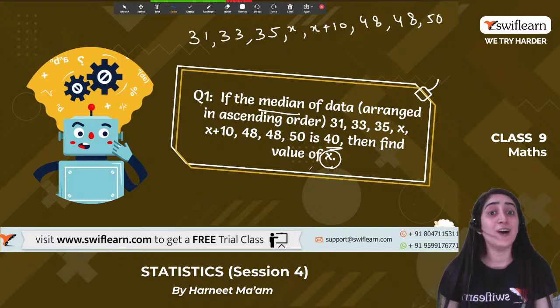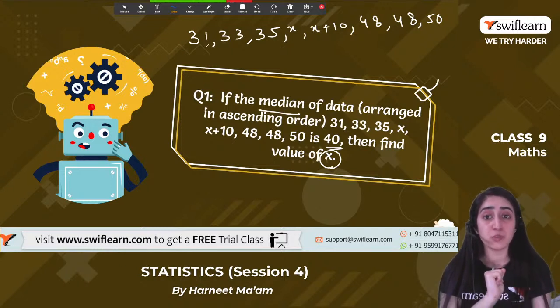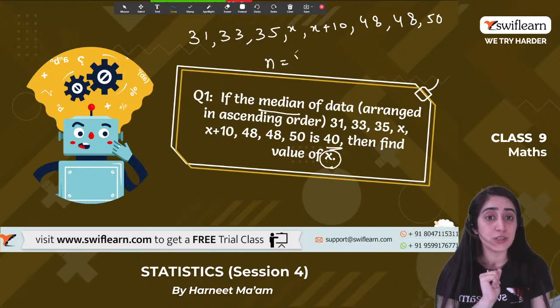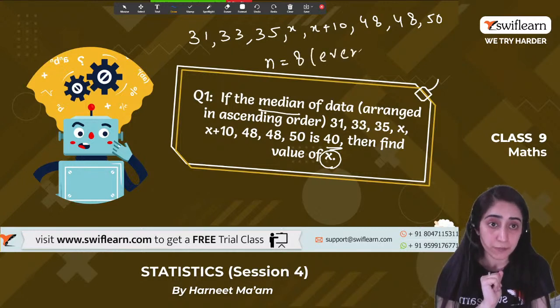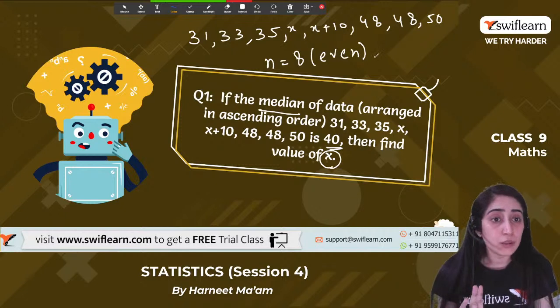So, for this, how will I do? First of all, I will calculate the number of observations. What is it? 1, 2, 3, 4, 5, 6, 7, 8. I know number of observation is 8. That is even. So that means observation क्या होंगी मेरी? एक तो होगी 8 by 2th value.